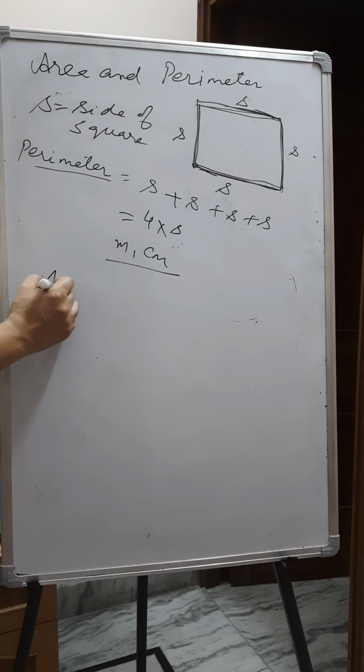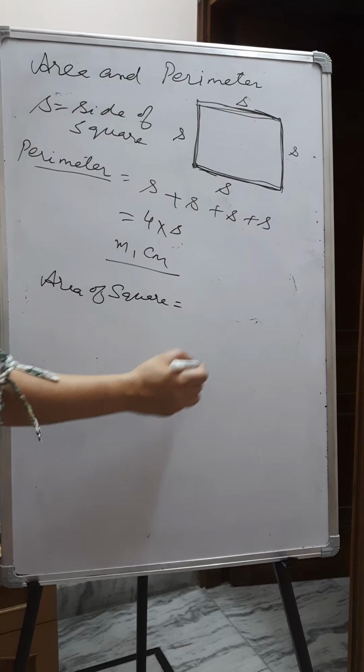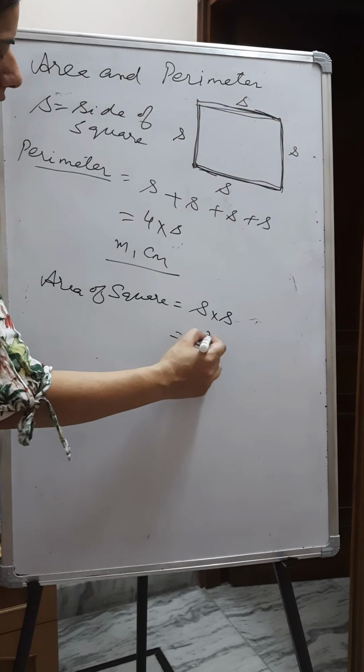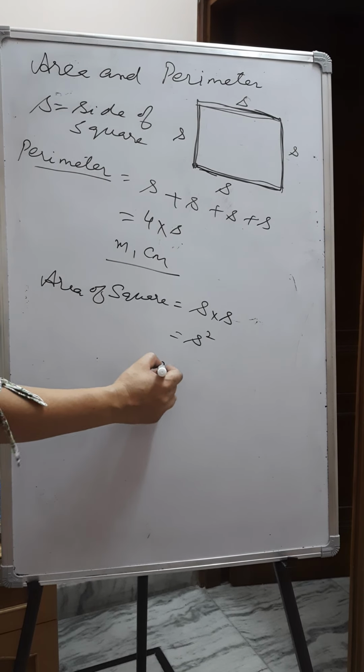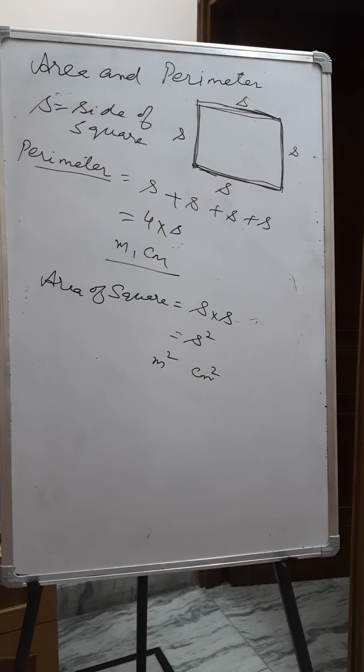Next is area of square. Area of square is side into side, or side square, and its units are meter square and centimeter square. This is all you need to know about rectangle and square.